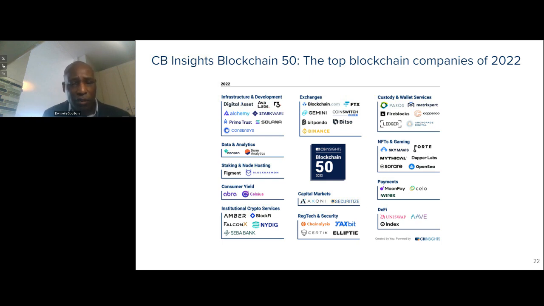Capital markets, yes, still around. RegTech and security will always be around in this space as long as you have fraud and some kind of fraud impediment, or regulatory compliance, which is needed in this space. Institutional crypto services are still around. And of course, DeFi may pick up tremendously.